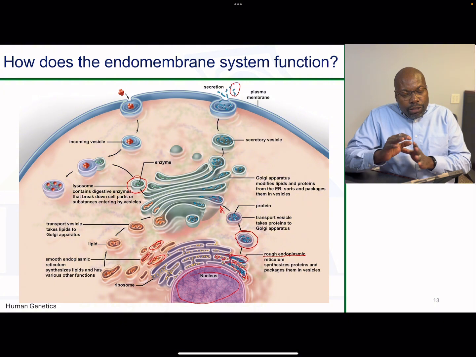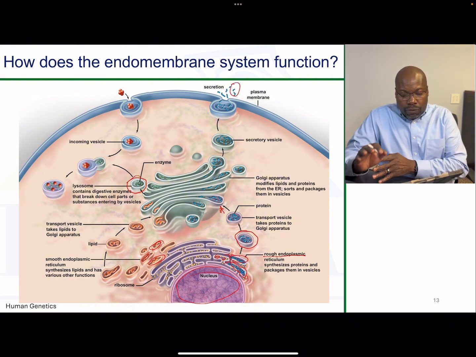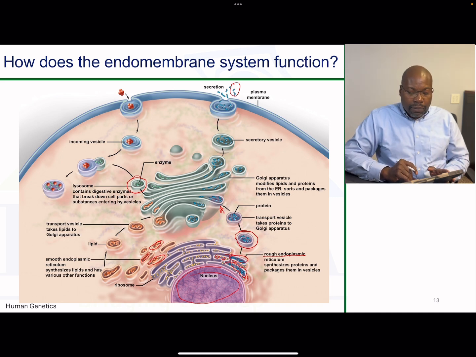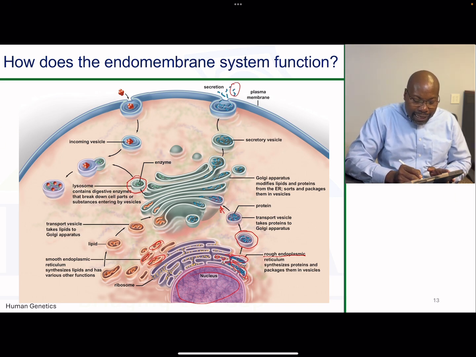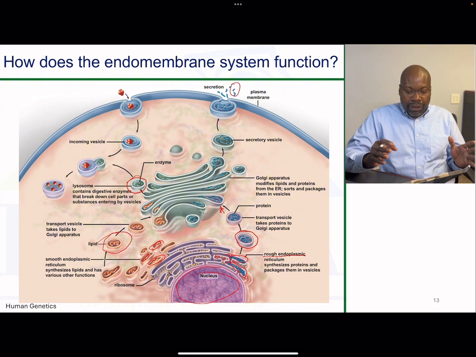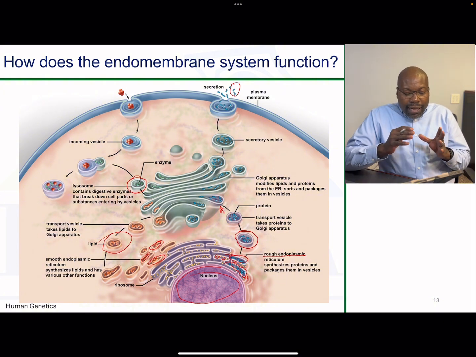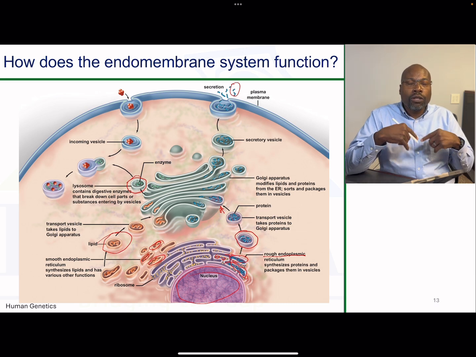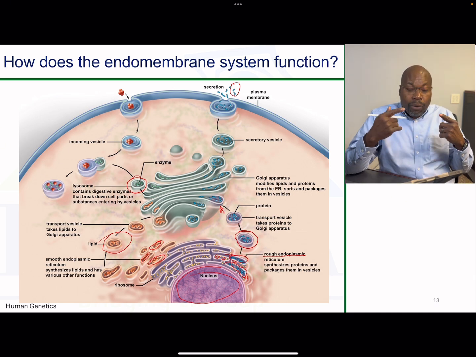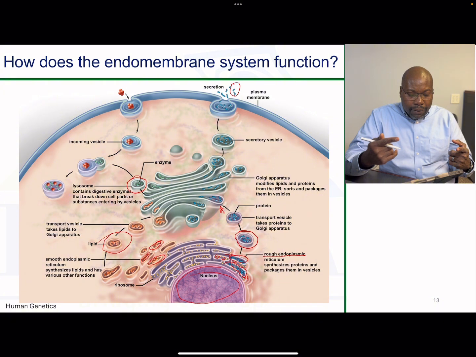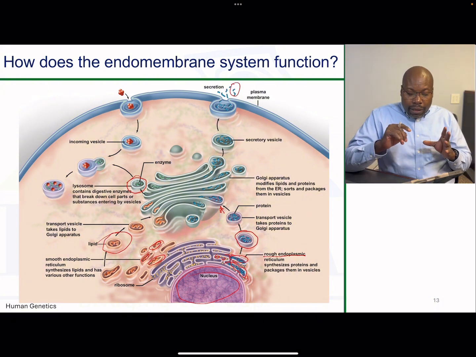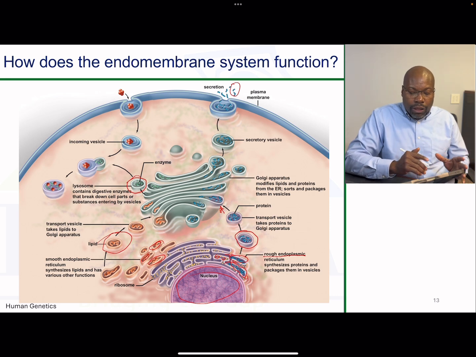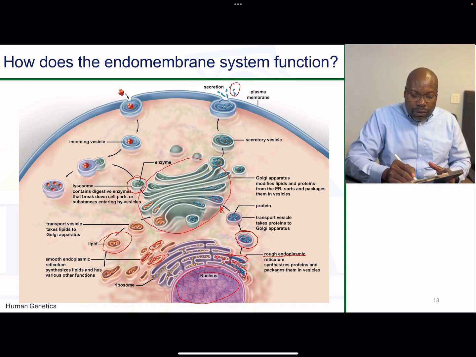Now, I mentioned the rough endoplasmic reticulum, right? Now let me tell you a little bit about the smooth endoplasmic reticulum. The smooth endoplasmic reticulum is essential in the synthesis of new lipids. That synthesis of new lipids is essential for the renewal of the membranes, right? Okay, so the rough endoplasmic reticulum works in close collaboration with the Golgi apparatus, right?